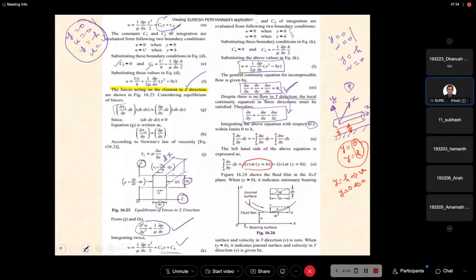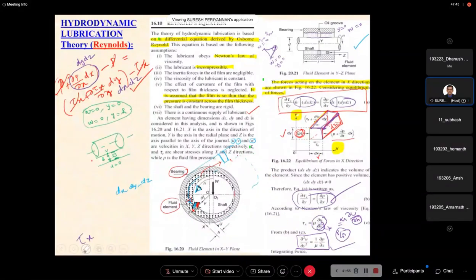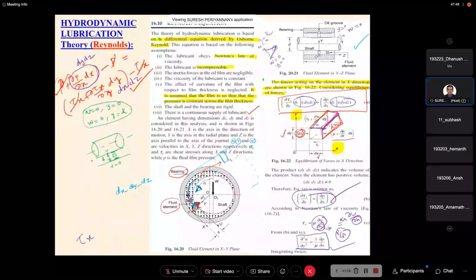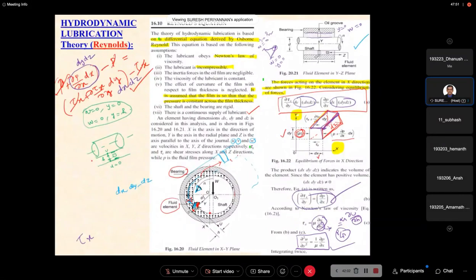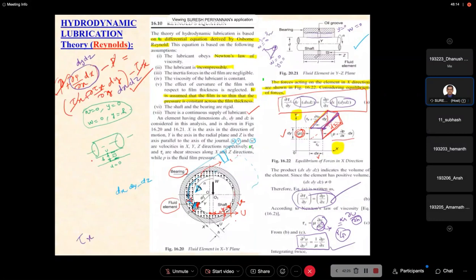Now which view do we consider? We consider this view only. In this view, see here, the journal, while rotating, is moving from this point to this point like this, right? With respect to the x direction, I can take this as velocity u. When the journal moves from this point to this point, finally this point, I am considering v. Then this is the angle I am considering, phi.